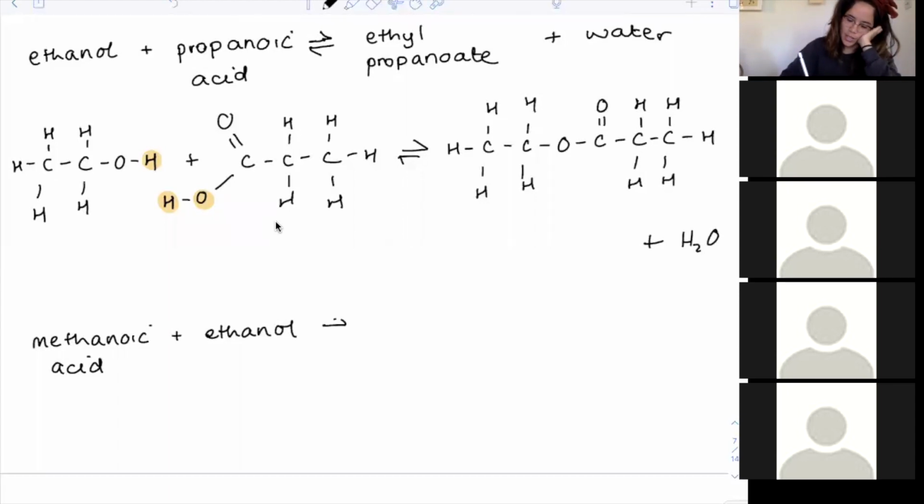Very, very good. Okay, so remember the first part of the name comes from the alcohol, which is why it's ethyl. The second part of the name comes from the carboxylic acid, ethyl methanoate.